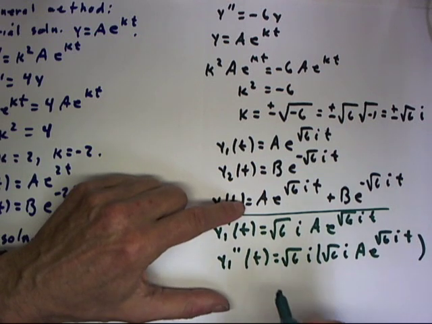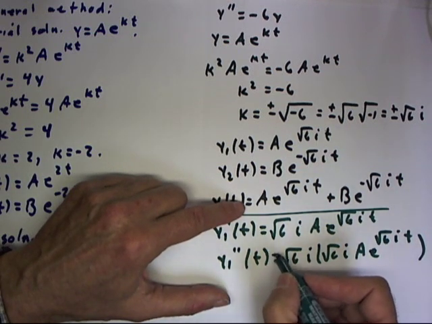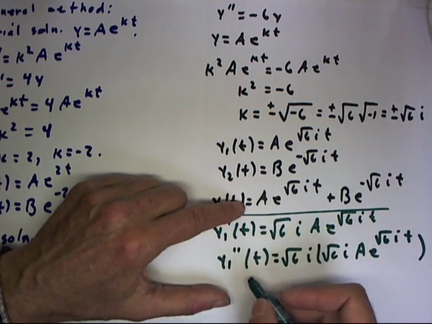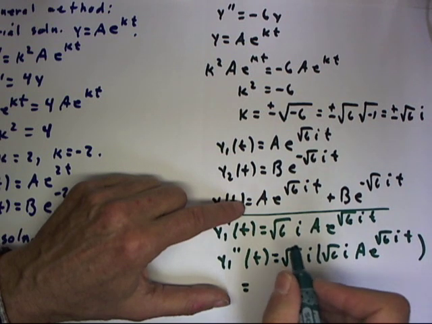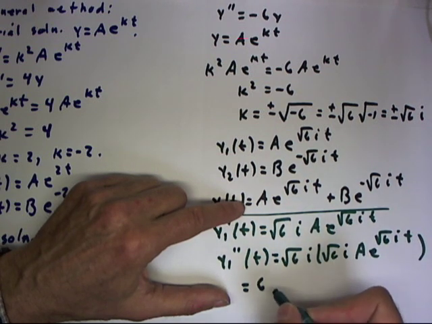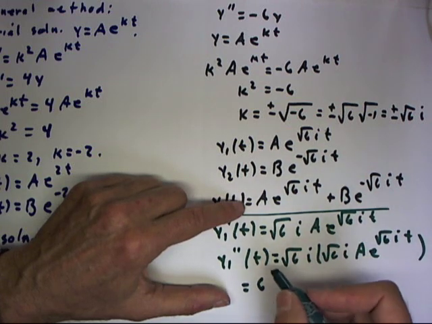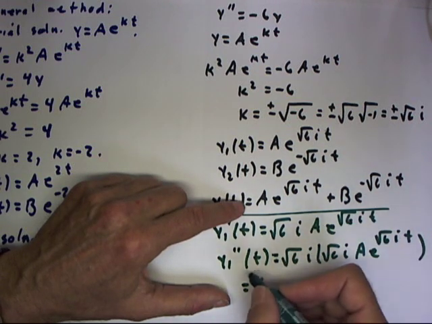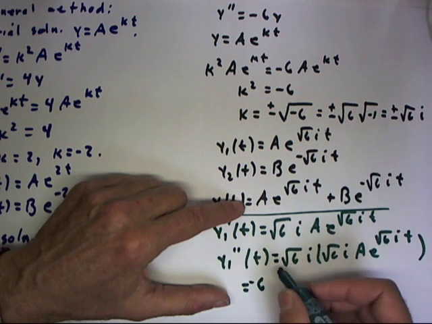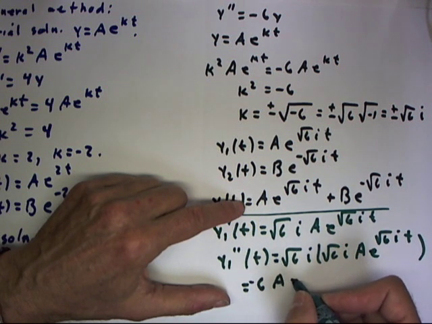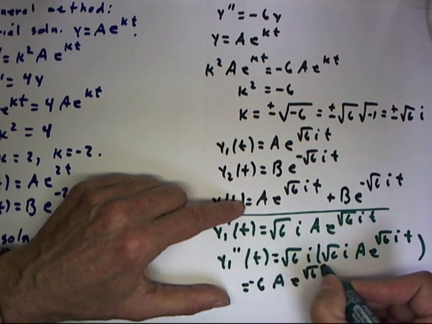This is all very straightforward. Understanding what it means, well, we'll get to that in a minute. But square root of 6 times square root of 6 is 6. i times i is negative 1, so we'll have a negative here. And then we have a e to the square root of 6it.